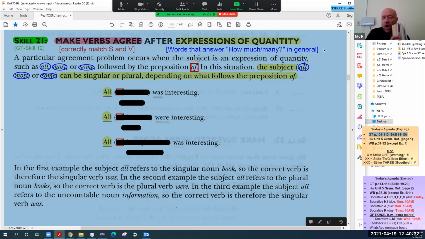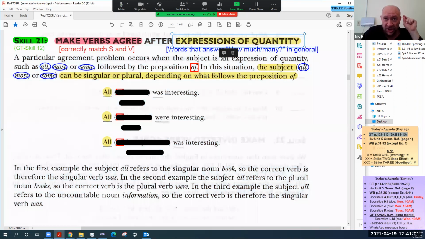Now, what if I say this? What's the subject here? All of these books. What's the subject? Books? No. All. You see, it's the all, it's the subject, but this is a special word. It's called an expression of quantity. This skill has six special words, six expressions of quantity. Do you understand?